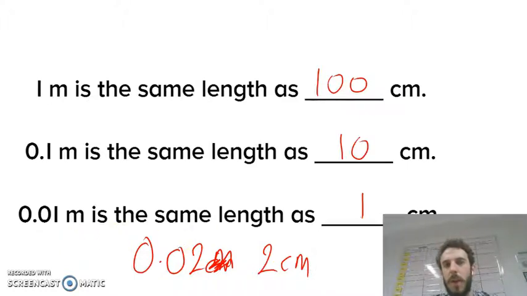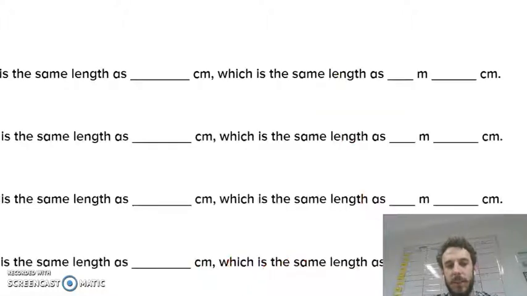If I was measuring the height of a building, for instance, it would probably be in meters. If I was measuring the distance between Brisbane and Sydney, it's probably going to be in kilometers. If I was measuring the length of my ruler, it's going to be centimeters. And if I was measuring something really tiny like a pin or a nail, that's when I might use millimeters.